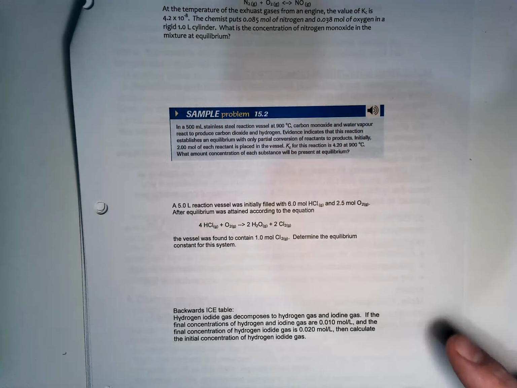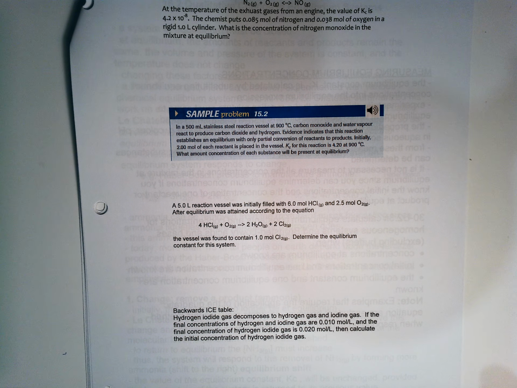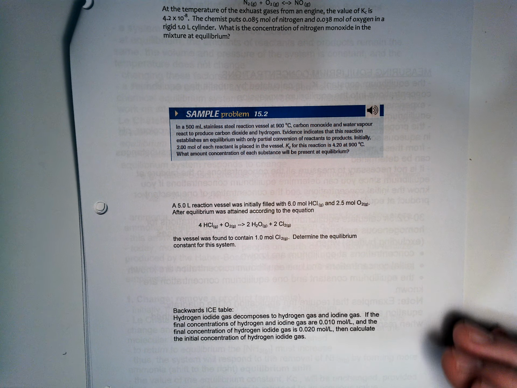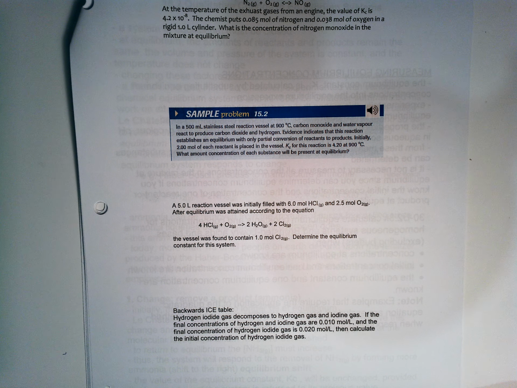I'm going to do a new video to do all these examples, so you'll refer to the next video to see how to solve for these using the ICE table. Again, showing the different ways, like the backwards ICE table, things like that. So if you're given the equilibrium constant, how to work backwards. Those will be on the next video. Okay, and we'll go with that.